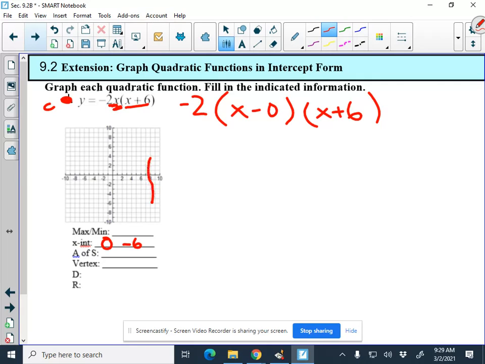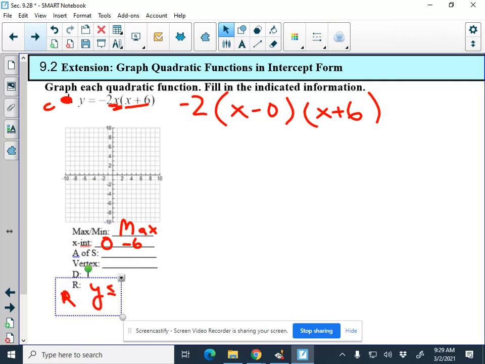Okay, so this one's going to open down. I already know because it's a negative. So if it's going to open down, will it be a max or a min? It's a max. Now, I haven't graphed it yet, but if you know that it opens down, you know it's going to be a maximum. If you know it opens up, so you can always look at that stuff and you can predict it. So if it opens down, it's going to be y is less than or equal to something. The domain is all reals. Whoops, that's supposed to be for the range.